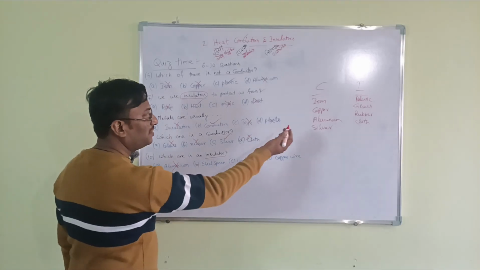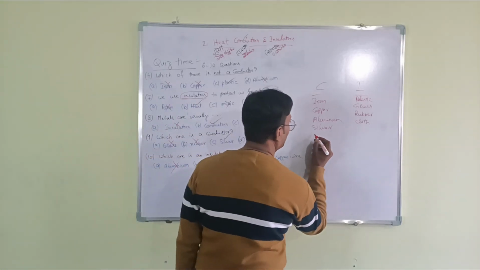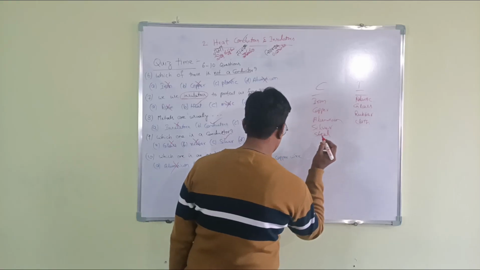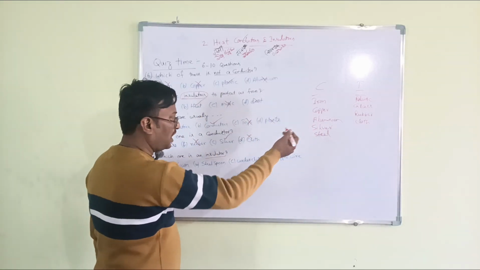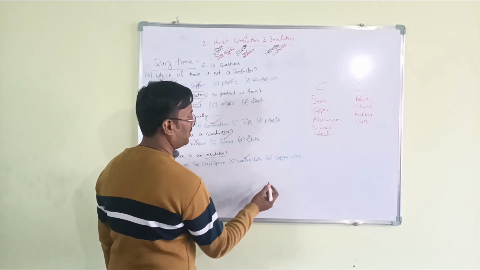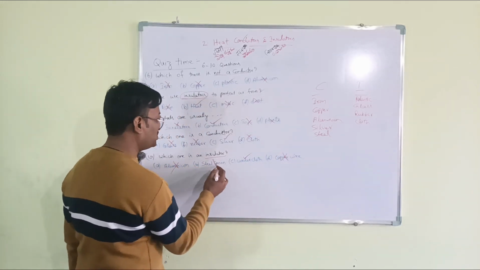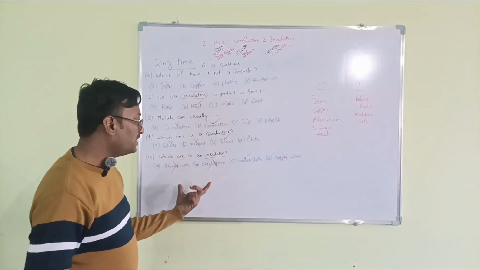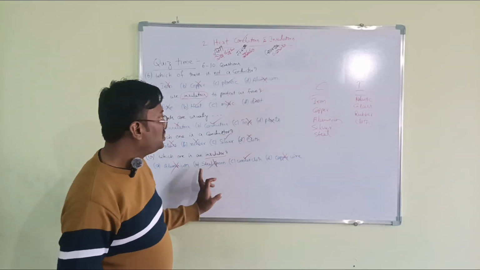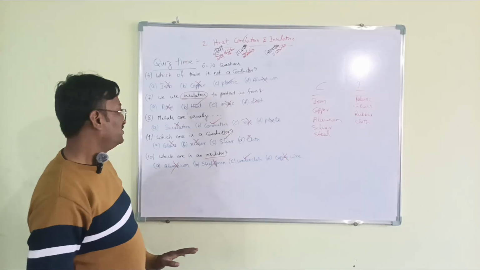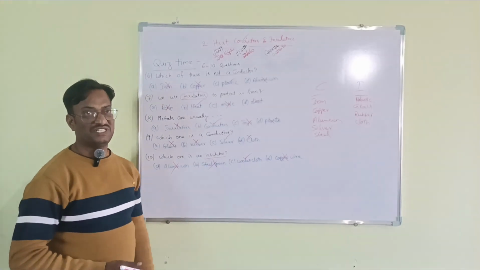Steel spoon, steel, silver. Steel is also a conductor. Woolen cloth, already we have discussed about cloth, so cloth is an insulator. Copper is not an insulator, steel is not an insulator. If these are not insulators, they will be conductors. So copper is a conductor here, steel is a conductor here. So likewise you have to answer the questions.